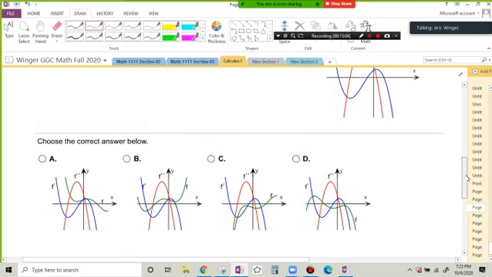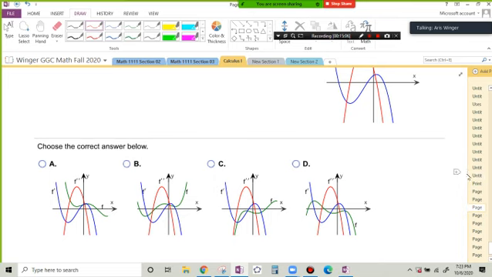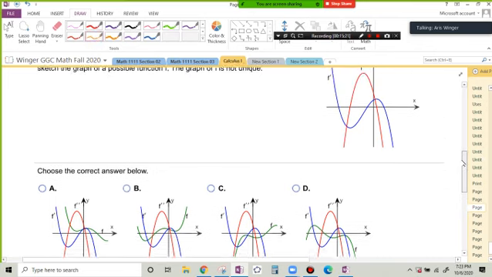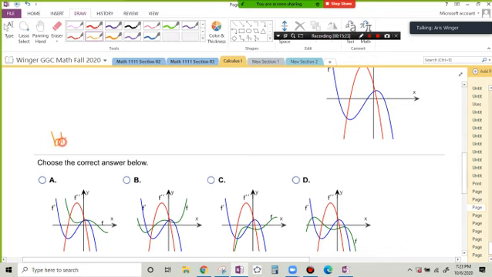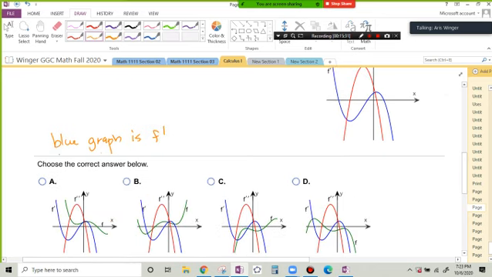one is at least an option for the original function. Okay, so I need to use a color that's not one of these. Let's use orange. All right, so I got to keep track. The blue graph is f prime. The red graph is f double prime.